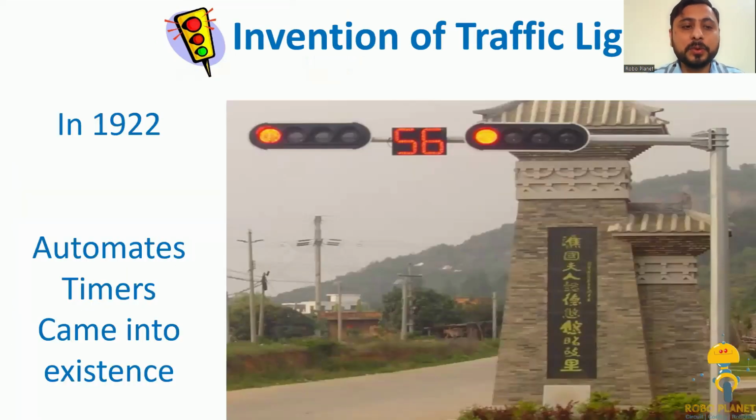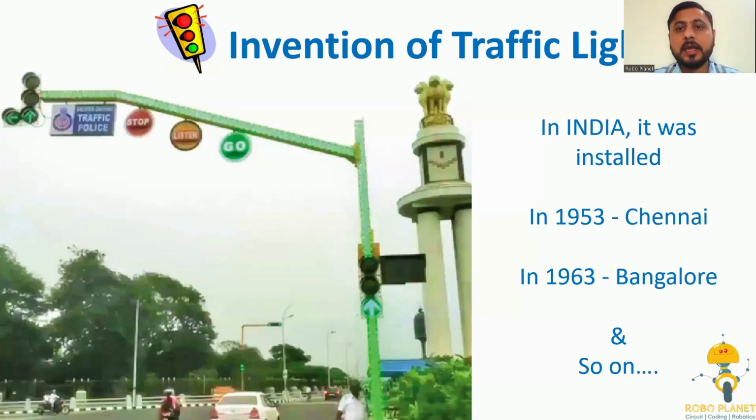In 1922, the first automatic timer-based traffic light came into existence, which means 100 years before. You can see here the timing is 56 and it gets reduced to 55, 54. At 0, the light color changes. Then in India, it was installed in 1953, first in Chennai, then in 1963 in Bangalore, and so on. And after that, inventions are in process.